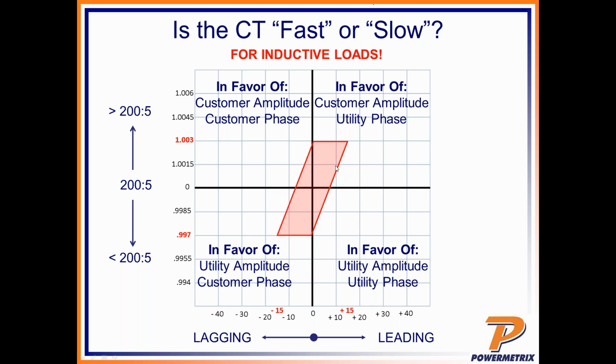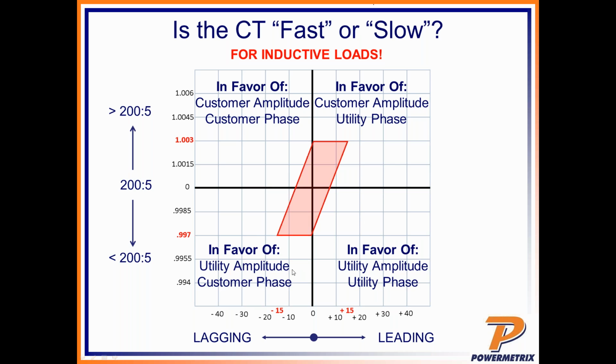And then we're putting more lead going this way, which is going to help even that out, okay? So that's how that works. So up in this quadrant, if you have an inductive load, you have in favor of the customer on the amplitude and the utility on the phase. If we come down here, you're in favor of the utility on the amplitude and the utility on the phase. So if you get lots of results down here, you're going to have some customers that are ticked off at you.